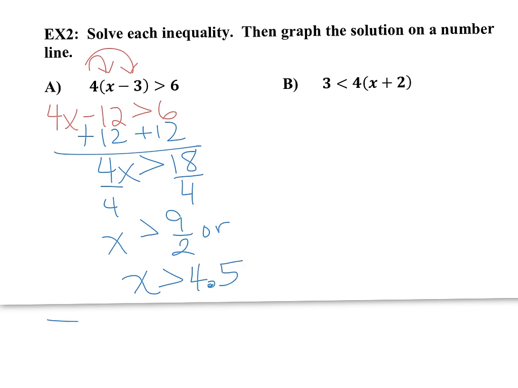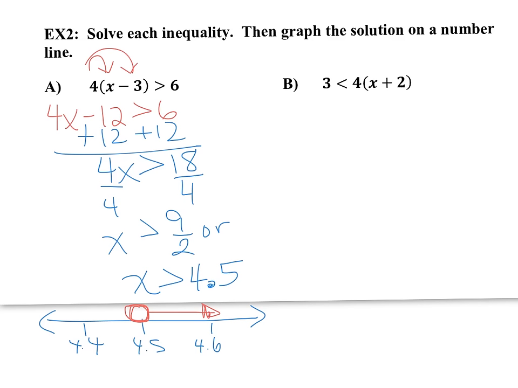Now if I were to graph it on a number line, I could put 4.5, and then one less to be 4.4, one greater is 4.6. It's going to be an open circle, and the arrow is going to be going towards the right.